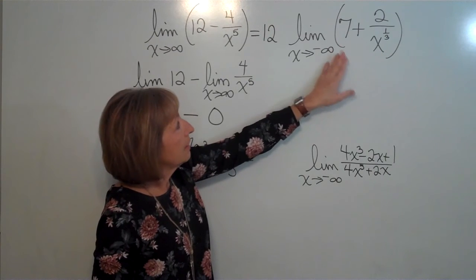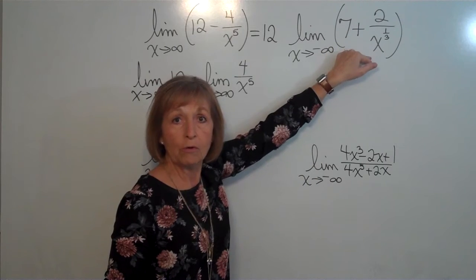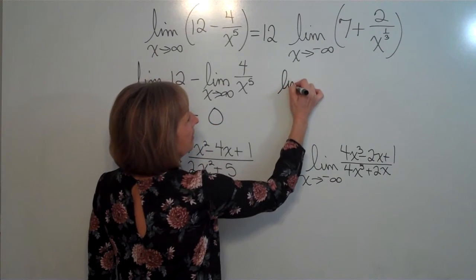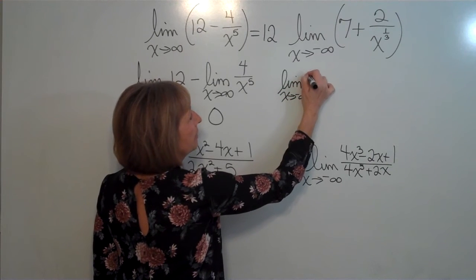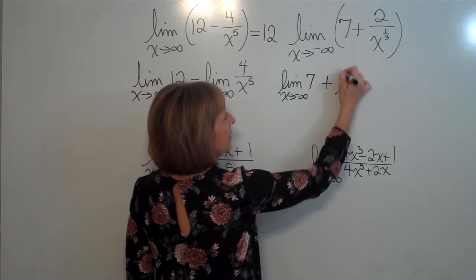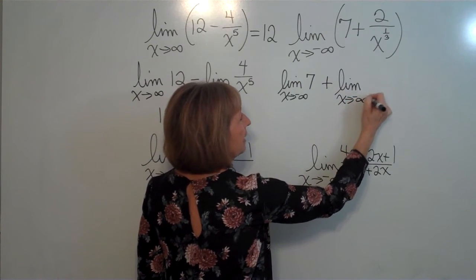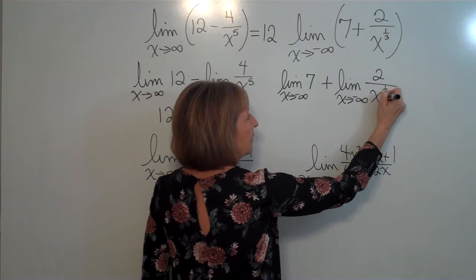Let's do the next one. The limit as x approaches negative infinity of 7 plus 2 over x to the 1/3 power. Well, that's the limit as x approaches negative infinity of 7 plus the limit as x approaches negative infinity of 2 over x to the 1/3 power.